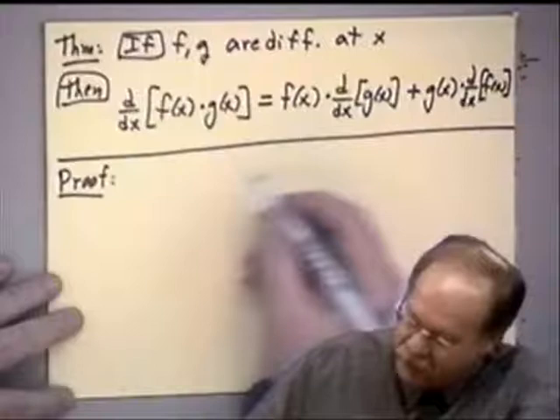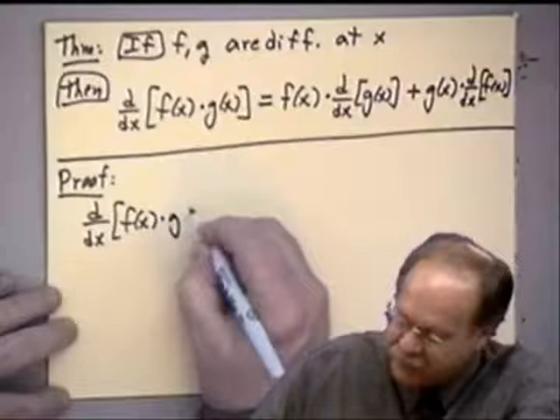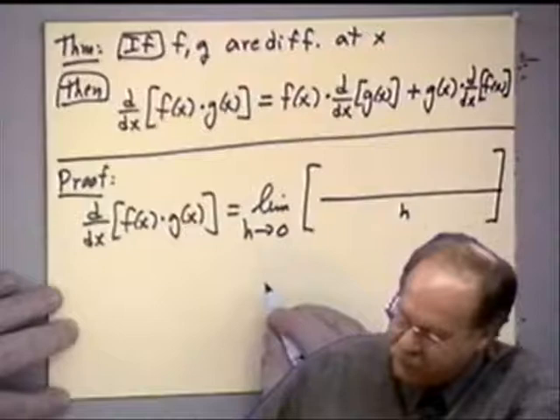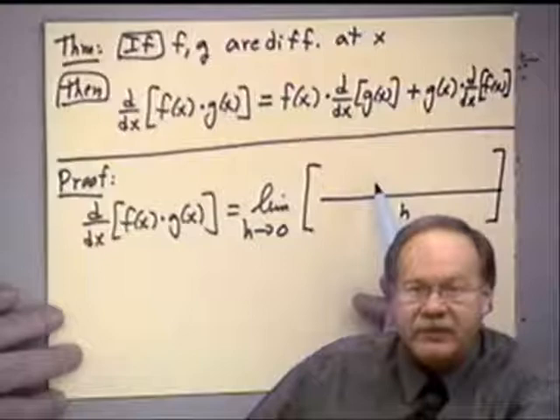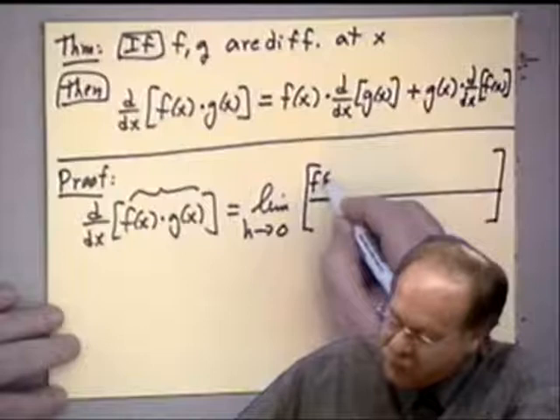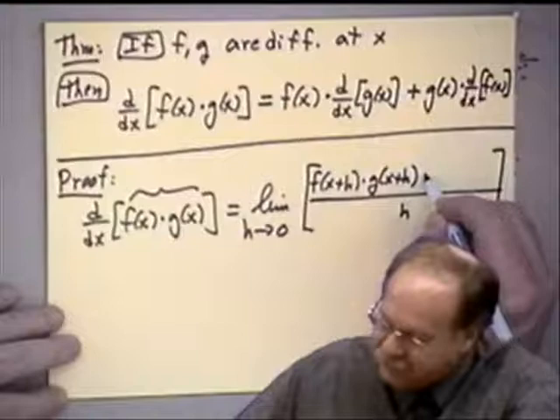Well, we'll say the derivative with respect to x of f of x times g of x is equal to, well, we have only the derivative definition. So we have the limit as h goes to 0 of an expression, which will be all over h, of course. And what do we put in here? We're supposed to put the function evaluated at x plus h here. What is the function here? The function is really the product of these two functions. So we have to replace all the x's in here by x plus h. So this will be f of x plus h times g of x plus h. Then from that we subtract the original function, which is just f of x times g of x.